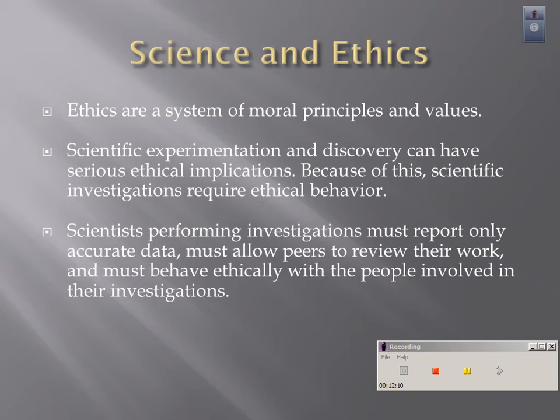Now, scientists performing investigations must report only accurate data. Why? Because we rely on it, right? People make their health decisions based on this data. They must allow peers to review their work. That means you have to let other scientists read what they do to give them feedback to make sure it's correct. And they must behave ethically with the people involved in their investigations, which means no fudging data, no lying.